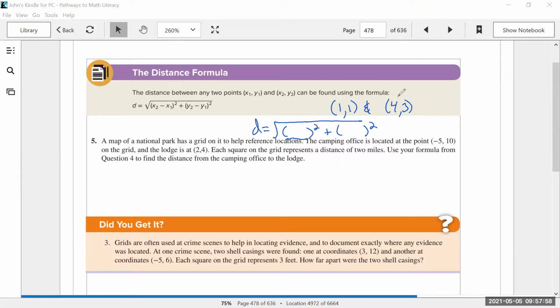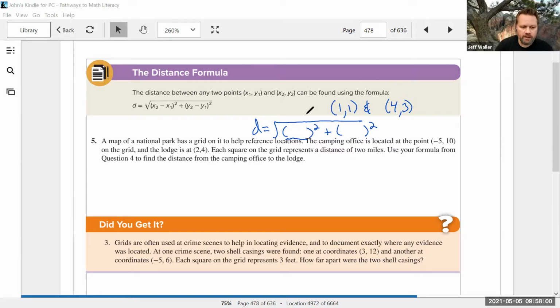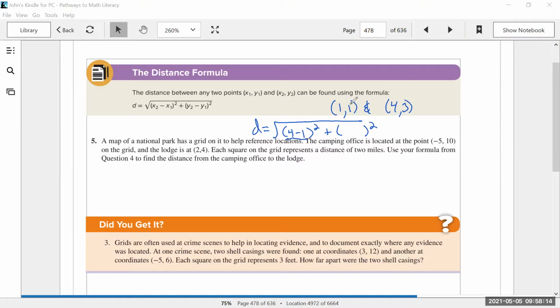1 and 4. And it doesn't really matter. I don't know if you guys understand. Why can't I put 1 minus 4 or 4 minus 1? Because I'm going to square it. So it doesn't matter. I'm just going to do 4 minus 1, make it nice and easy, right? And then what goes in here? 3 minus 1, the y's.